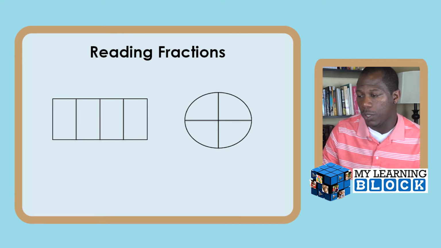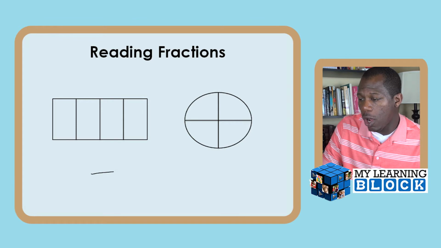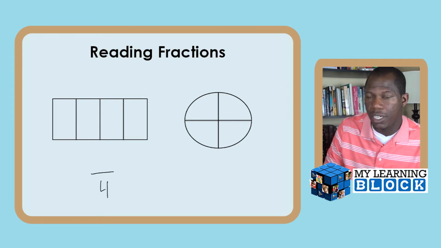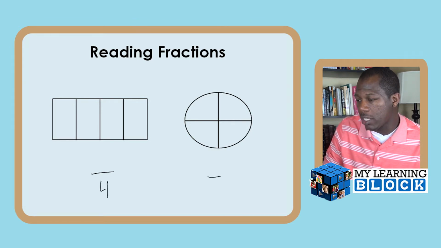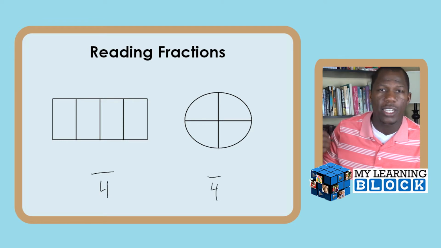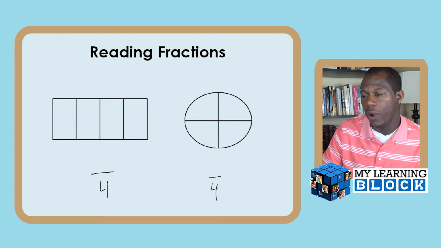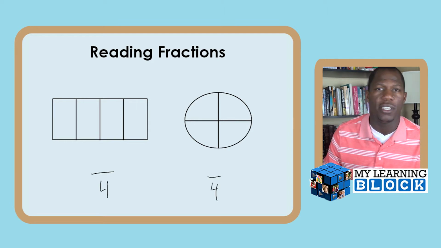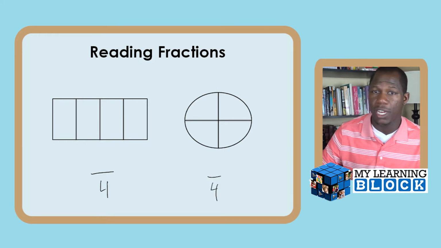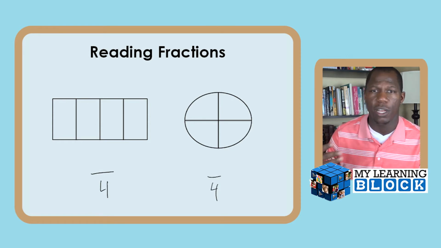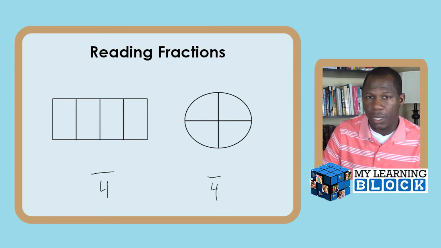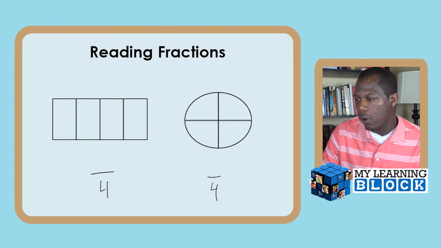With regards to what we just did right here, we have this rectangle broken into fourths, and then we have this circle broken into fourths. So right now we already know our denominator, right? Or your child already knows their denominator. They're broken into fourths. So the denominator is shown. You say, how many parts are there to this rectangle? And they'll say 4. So is the number of parts our denominator or our numerator? And they'll say, well, the number of parts is our denominator. And so they'll put 4 at the bottom.